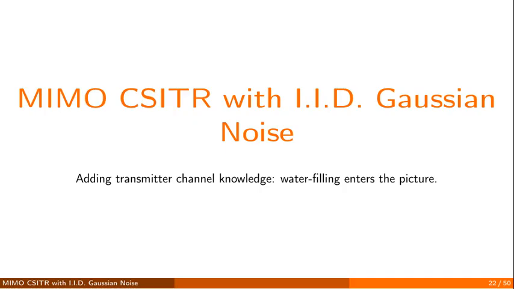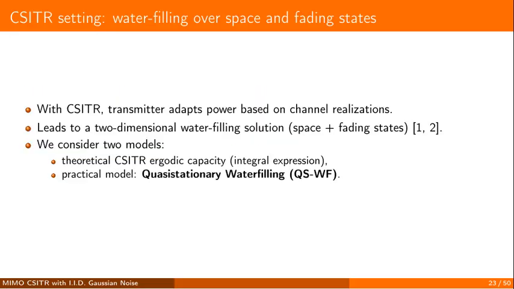Having charted the limits of the blind transmitter, we now ask what happens once it can see. The shift is not a minor refinement. It changes the very nature of the problem, replacing a fixed power allocation with an adaptive one, and, as we shall see, lifting some of the ceilings we just identified. We now turn to the CSITR case, the setting where the transmitter also knows the channel.